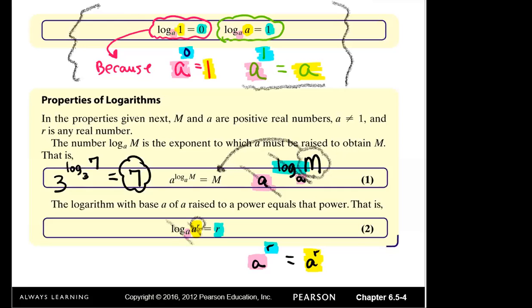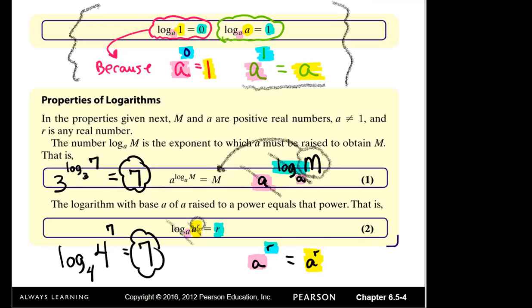I call them inverse rules. So if I had log base 4 of a 4 raised to the 7th power, that would just equal the 7. It'll work every time without you having to convert it to exponential form.